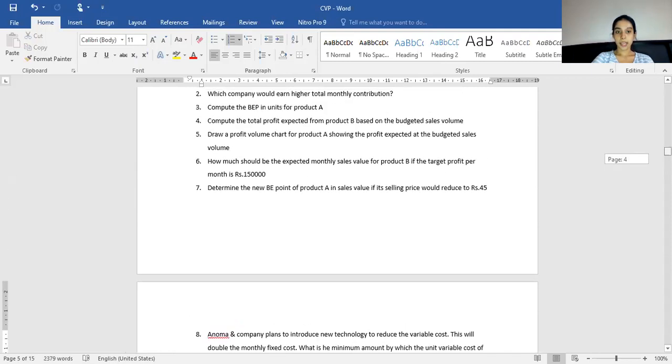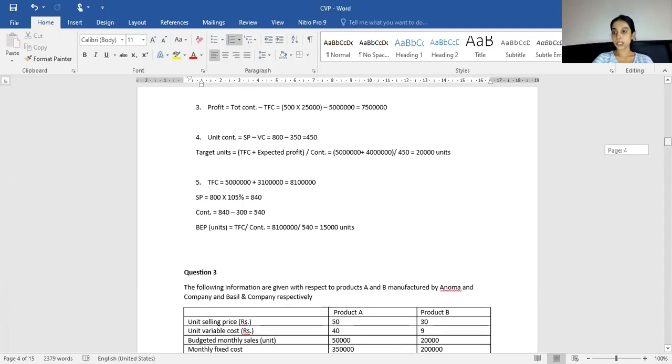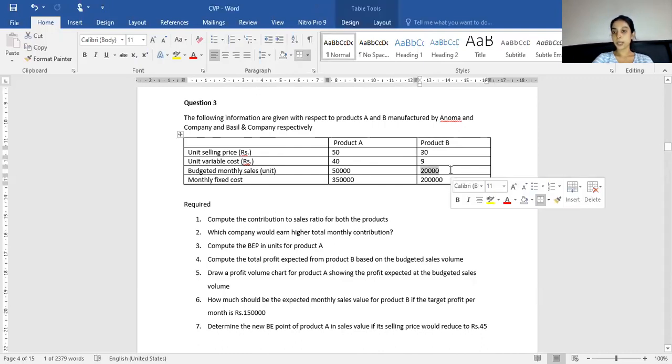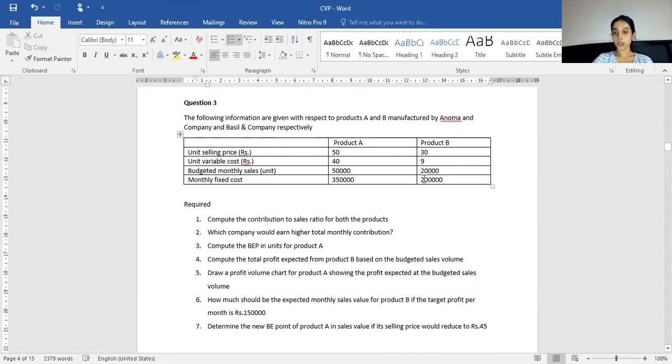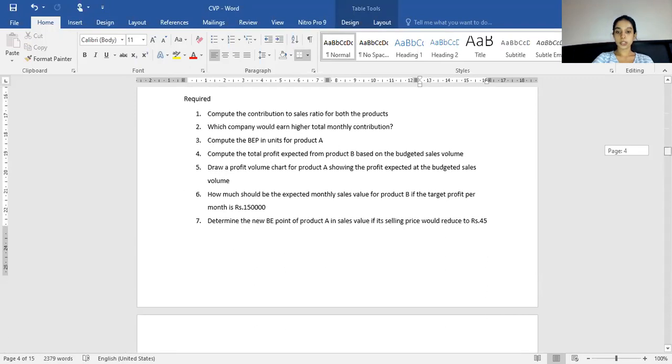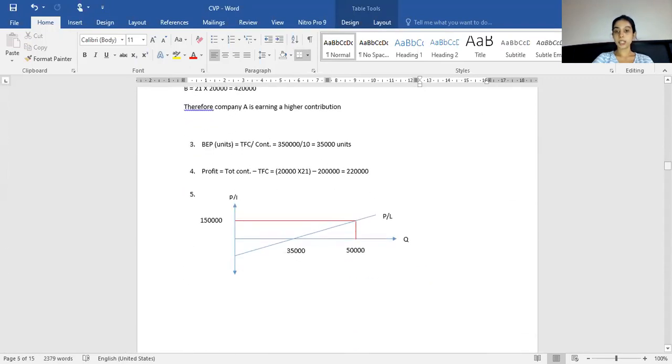Then, compare the total profit expected from product B based on the budgeted sales volume. So the total profit under the budgeted sales volume for product B. The budgeted monthly sales units are 20,000 for product B, and the total fixed cost for the month would be 200,000. Using this information, we have to calculate the budgeted profit for the month from product B.